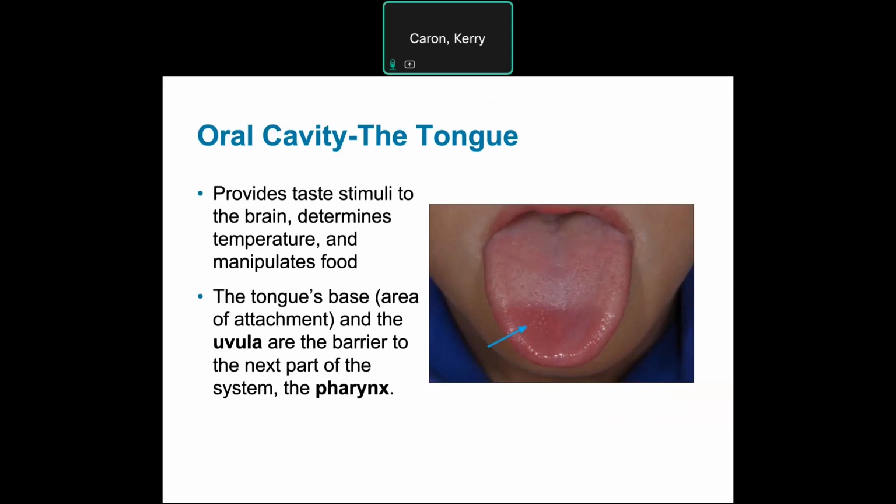Next is the oral cavity. We have the tongue. The tongue is the taste organ, and it provides taste stimuli to the brain. It determines the temperature of food and manipulates the food. The tongue's base in the back is the area of attachment. The tongue's base and the uvula are a barrier to the pharynx. So the next part would be the pharynx, or the throat.